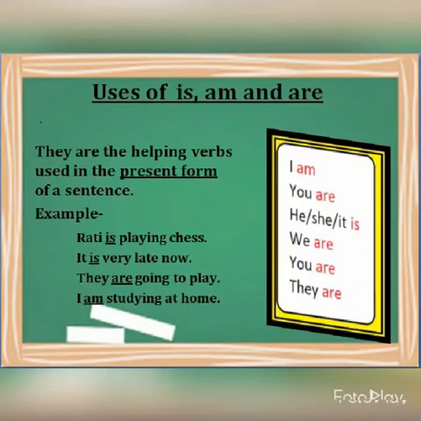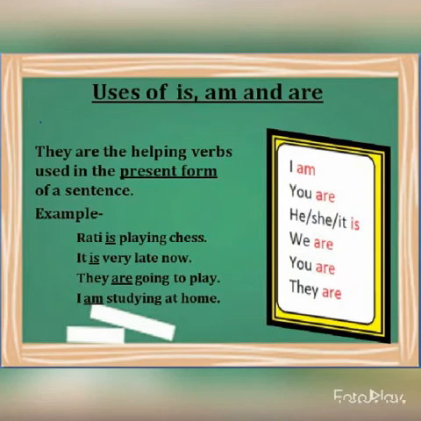For example, Rati is playing chess. That means Rati is right now playing chess. It is very late now. That means now it is happening. This is happening in the present, not in the future, not in the past. They are going to play. So they are going right now.